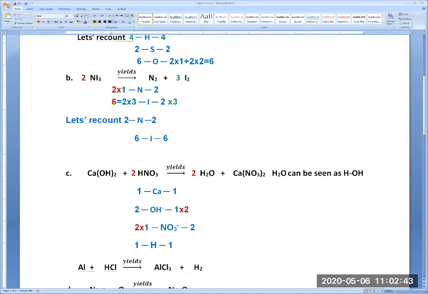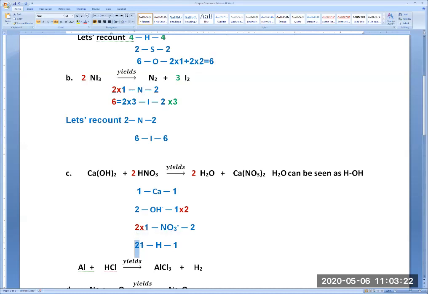So now we need to recount. The calciums have not changed. There's still 1 and 1 on each side. OH, it's still 2 on the left side, 2 on the right side from the 2 molecules of water. So 2 nitrate on the left, 2 nitrate on the right. But now we have changed the number of hydrogens, right? Because the 2 here is in front of HNO3, and that changes the number of hydrogen. So here now it's not 1 anymore. It's 2, right? We have 2.